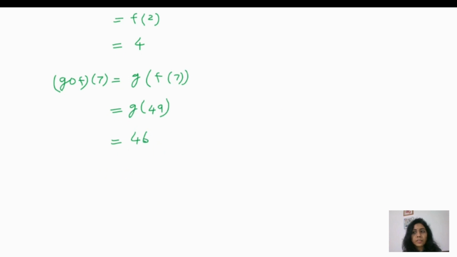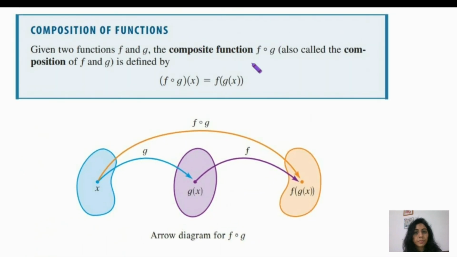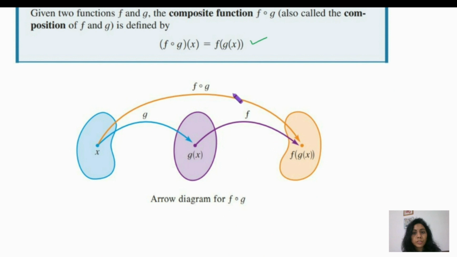Okay, so very simple questions. For composite functions, just remember this definition: (f o g)(x) equals f of g of x. For f o g functions, g(x) and f(g(x)) must be defined, so you can easily find the domain also. Really easy questions. If you have any doubt, please ask me.